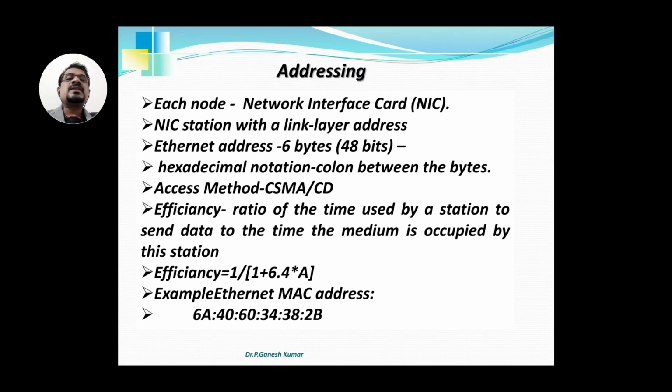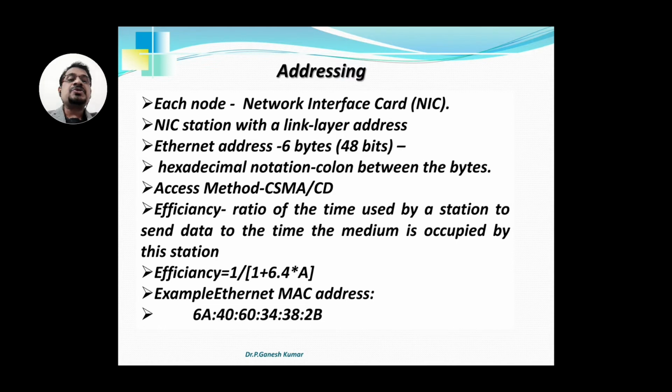Now let us see how the addressing works in Standard Ethernet. Every device in the network has to be identified with the help of a network interface card. So each node must have a unique network interface card, the NIC, which has a unique address. With the help of this unique address, any datagram or data packet can be forwarded, as well as received.